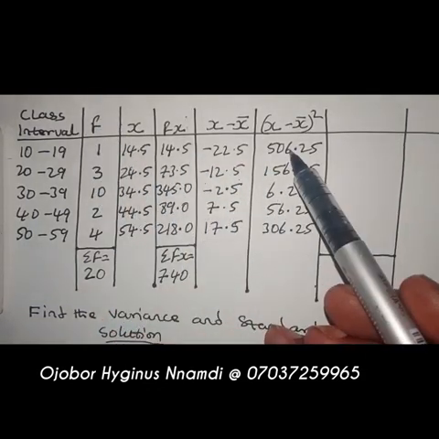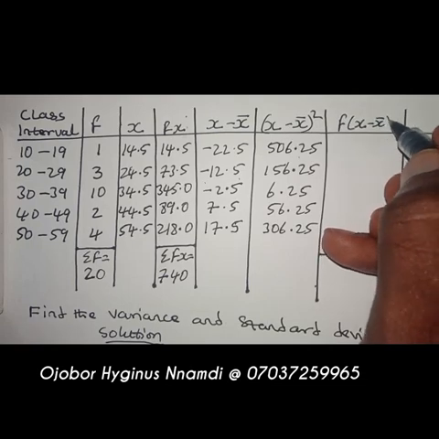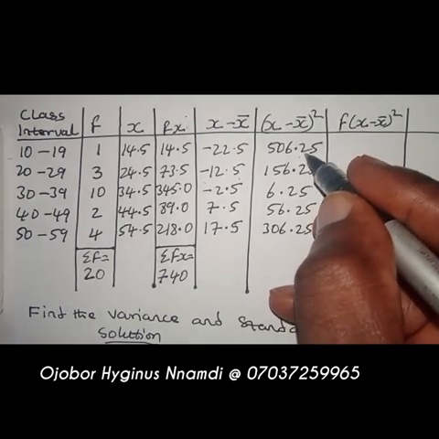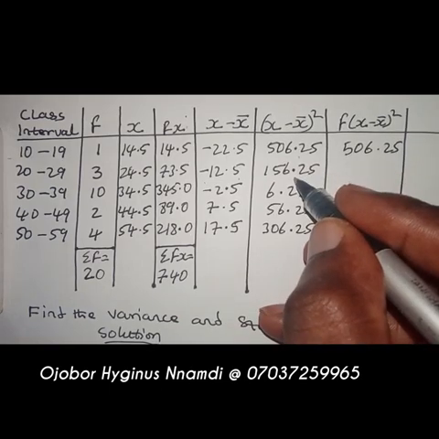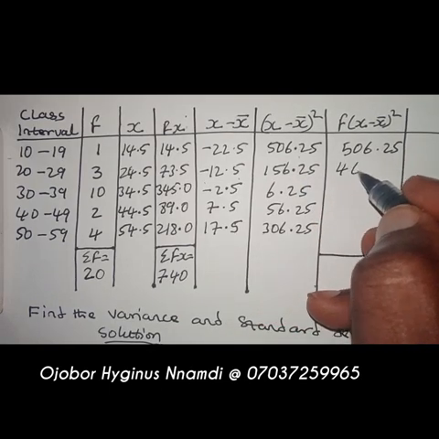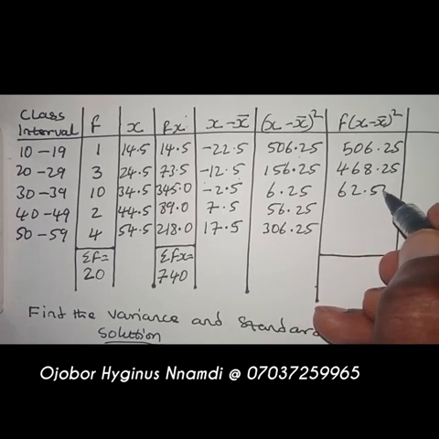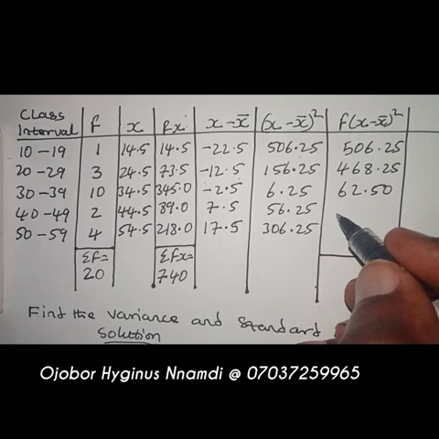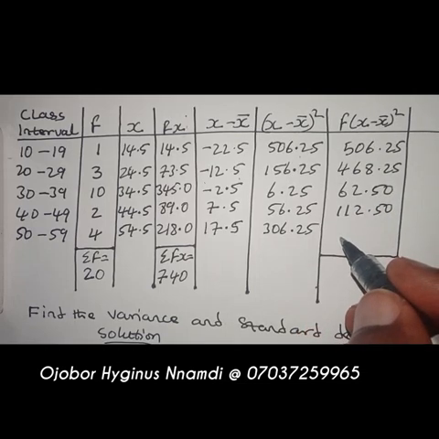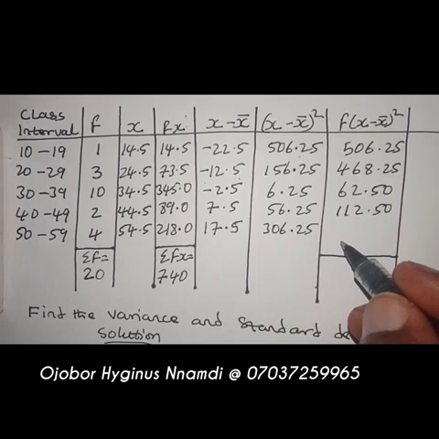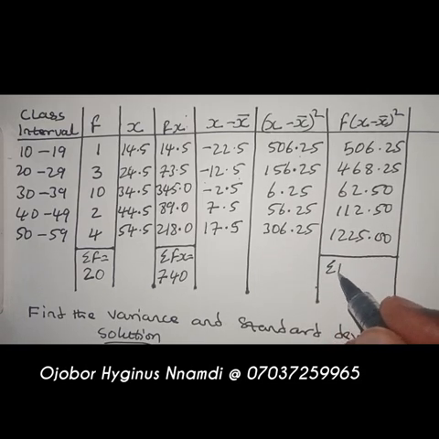Then we are going to multiply this and the frequency, that is F times X minus X bar squared. 506.25 times 1, you have 506.25. 156.25 times 3 will give us 468.75. 6.25 times 10 will give us 62.50. 56.25 times 2 will give us 112.50, while 306.25 times 4 will give us 1225.00.